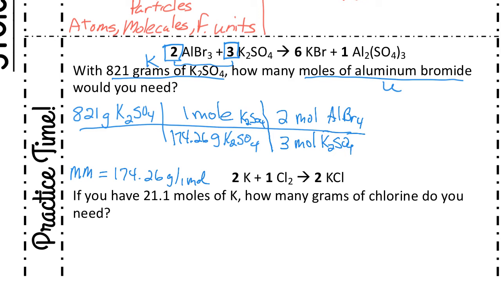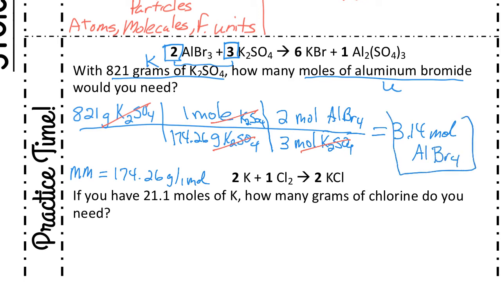Now, my unknown is how many moles of aluminum bromide. So I'm going to go ahead and I'm done. I'm going to make sure my units are canceling off. Grams of K2SO4 is gone. Moles of K2SO4 is gone. The only thing I've got left is moles of aluminum bromide, which is what I needed for my answer. Ready for the calculator. I'm going to pause this, put it in the calculator, and we'll take a look at the answer. All right, put it in the calculator, and I'm going to get 3.14 moles of aluminum bromide. Put a box around it so it's pretty.